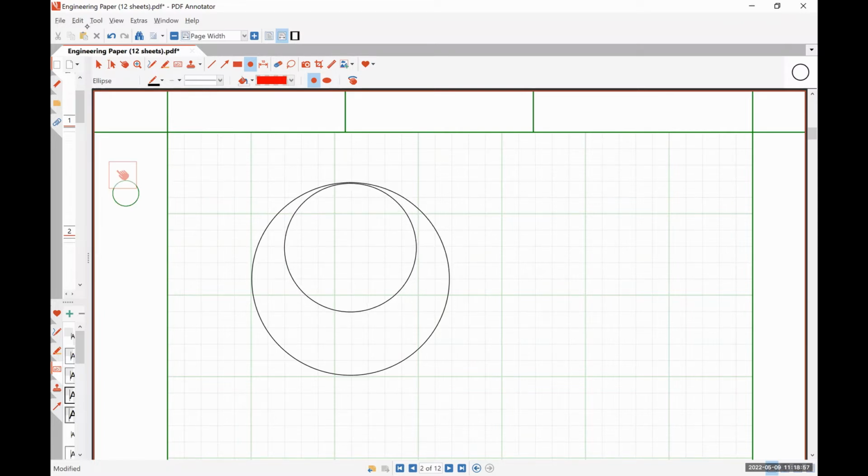Don't like that at all. Undo. Okay. Try this again. If it doesn't work this time, I'll just shittily draw one. That seems pretty decent. Okay.